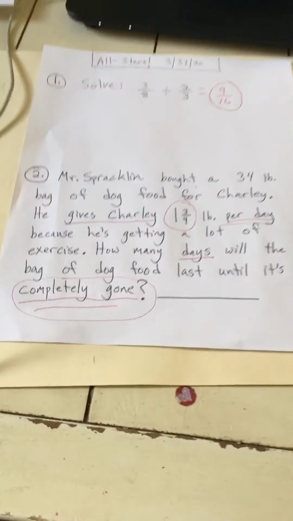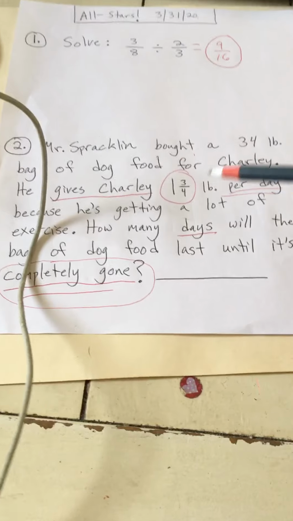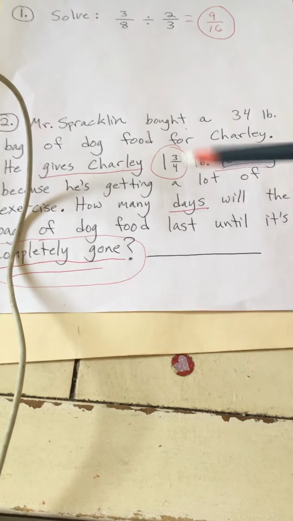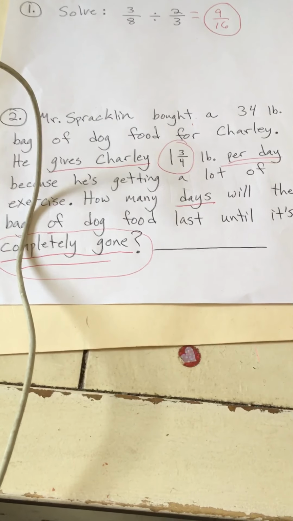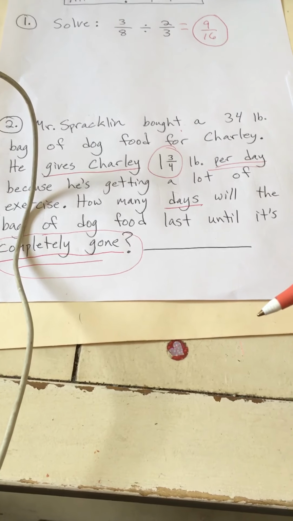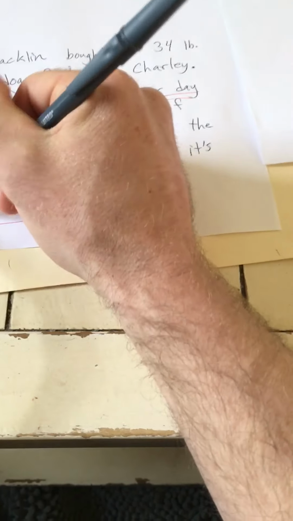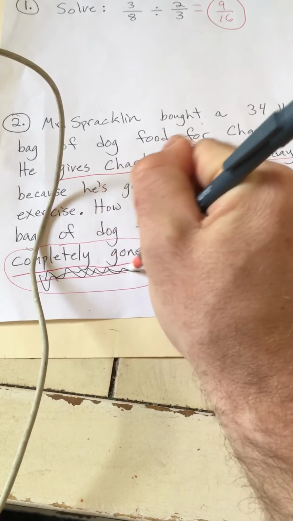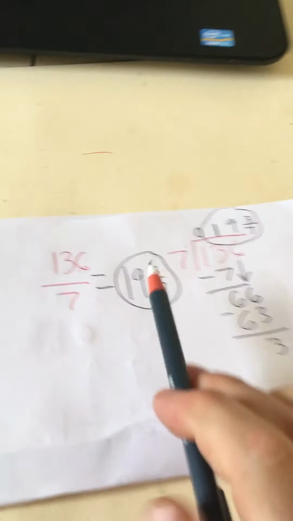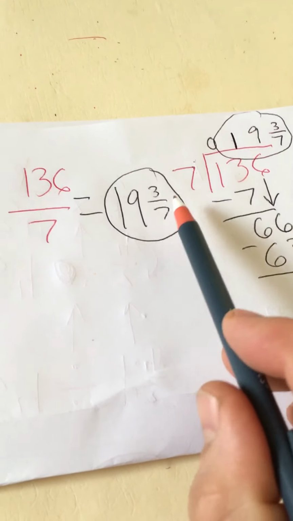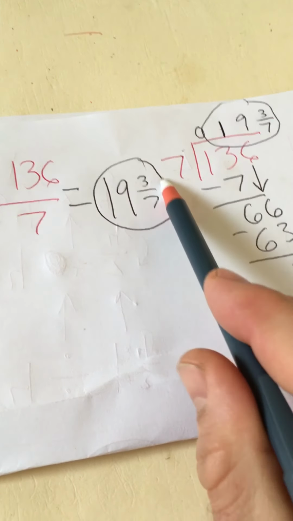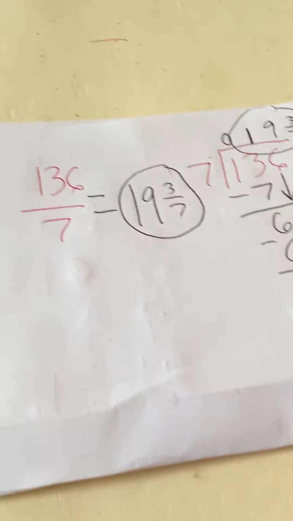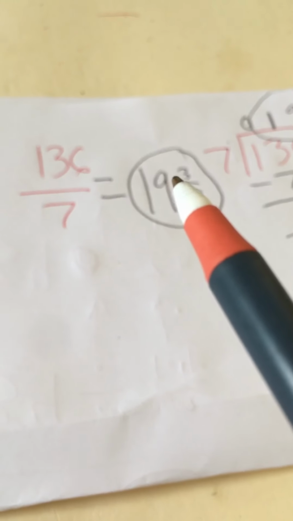Let's go back and check. If he had 34 pounds, I gave Charlie 1 3/4 pounds per day. How many days will the bag of dog food last until it is completely gone? Key right here, very important: completely gone. So what our answer here is saying is that it's 19 days, and then he will still have 3/7 of a pound left over.